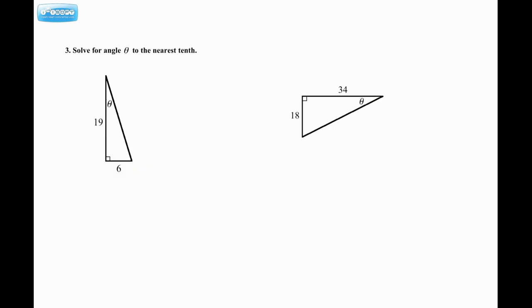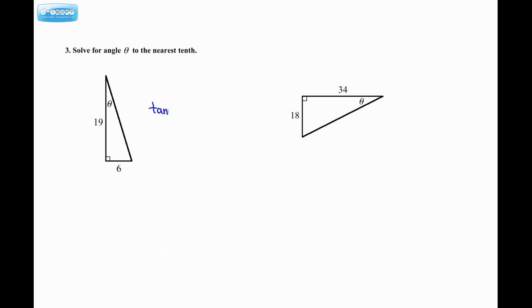Question 3, solve for angle theta to the nearest tenth. Okay, so here I have a tall and skinny right triangle. I have an unknown angle here. That's what I want to figure out. This, of course, is 90 degrees. Well, look at what we know. All right, this 6, okay, is directly opposite. So 6 is the opposite. This is the hypotenuse, which we don't need for the tangent ratio anyway. This, therefore, is the adjacent. So we have both sides to complete the ratio.